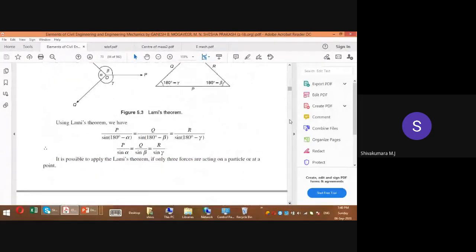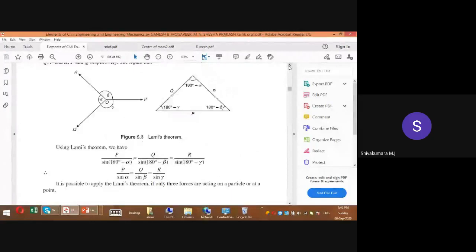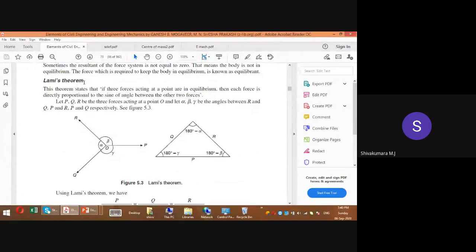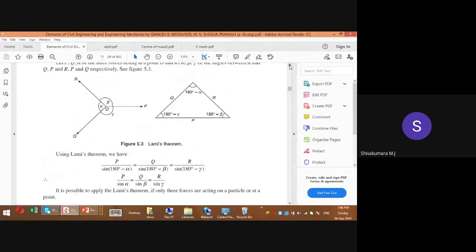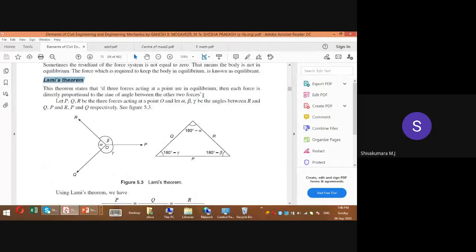And before going to free body diagram, if you learn Lami's theorem also, it will be helpful for solving problems on free body diagram, equilibrium, and internal forces. It will include everything in this. Okay. So over here, all of you read this statement, Lami's theorem.